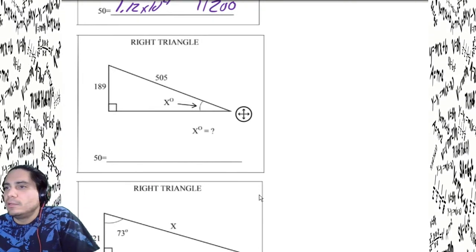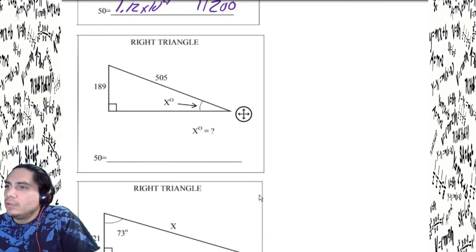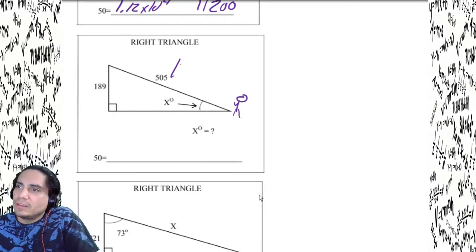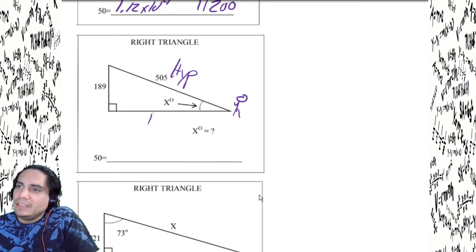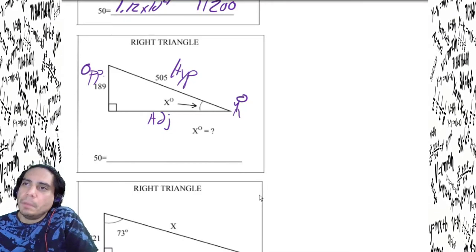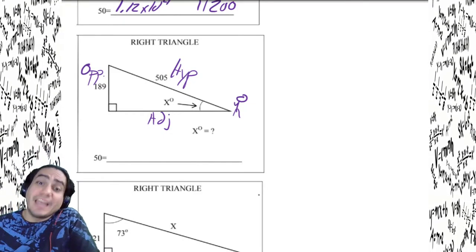All right, so let's take a look here. We got ourselves our angle of reference. Of course, I'm drawing myself. We got the hypotenuse right there. We got the adjacent right here. And then we got the opposite right there. We got the OPP.